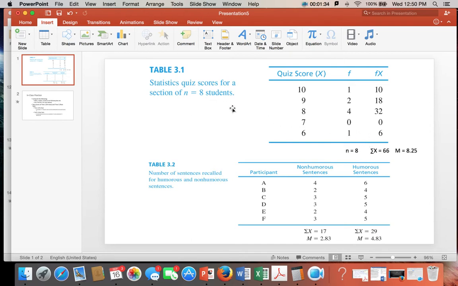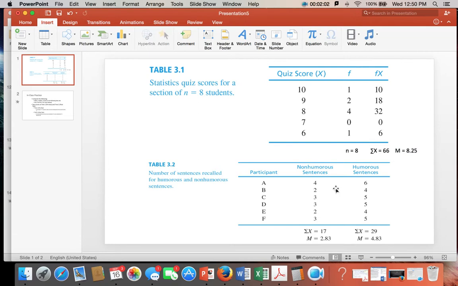the sum of x divided by n, the sum of x being the sum of our scores. In this particular case, we could have written out 10, 9, 9, 8, 8, 8, 8, and 6, and added those numbers up, and that would have given us a value of 66, or we can just add up this product column here, and that gives us a value of 66. So 66 divided by 8 is going to give us a value of 8.25 in terms of our group average.